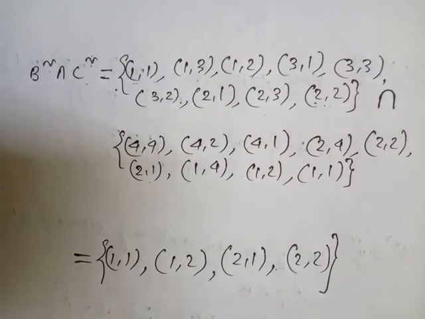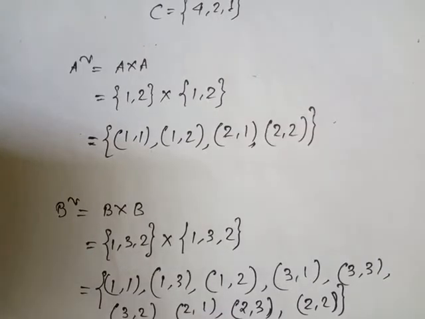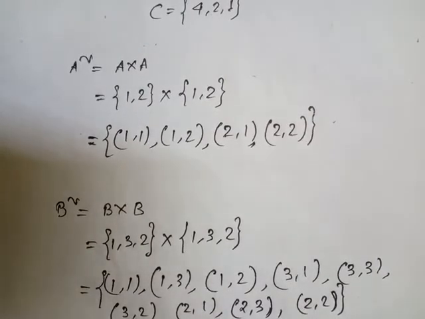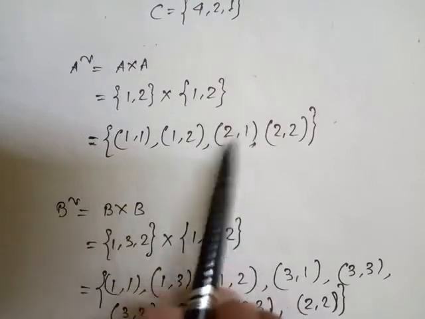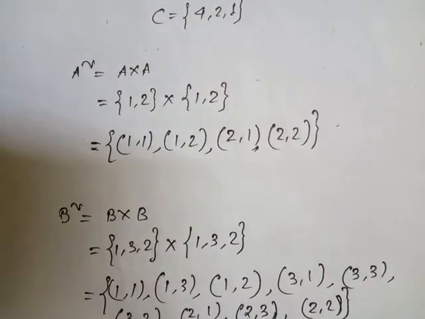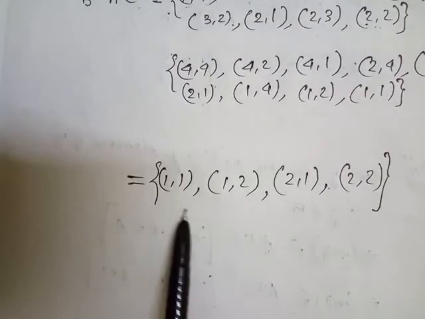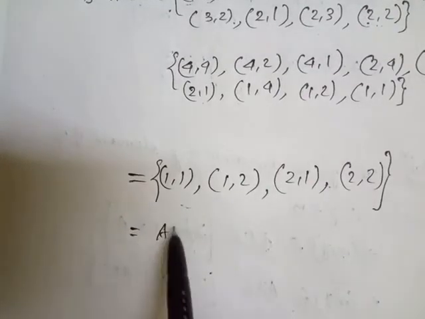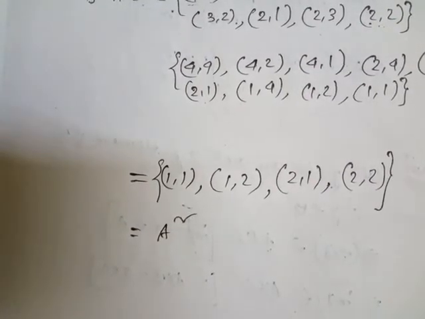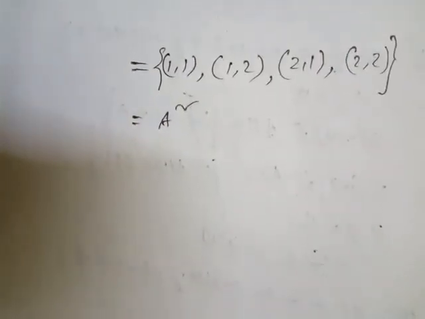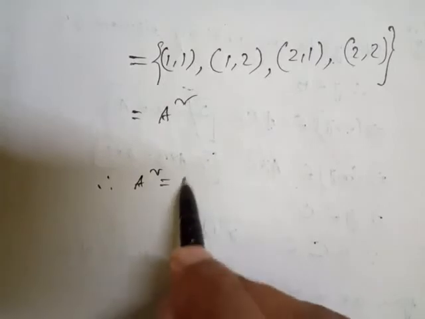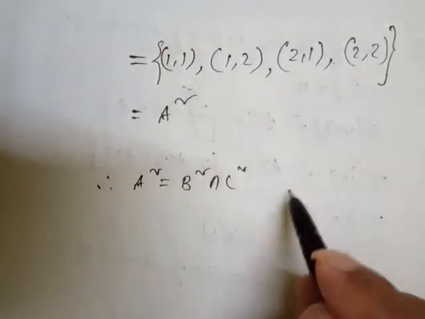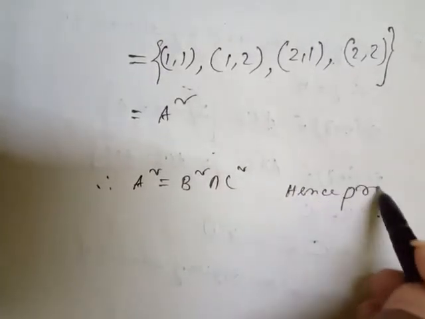Now after that, students, look here. All the elements of B square intersection C square belong to A square, all the elements. So I repeat again, in place of this I may write here A square. This indicates that therefore A square equals B square intersection C square, hence proved.